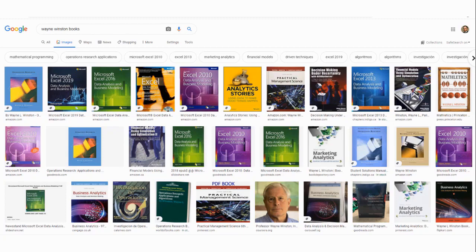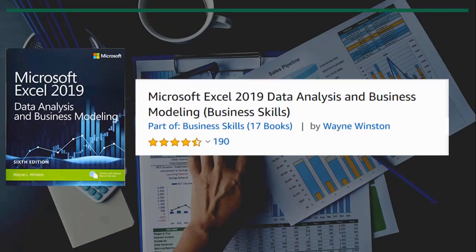So the main book that Dr. Winston has written is his 2019 book. When I say the main book, the most popular book. I mean, all of his books are very popular, but this is his most popular one, as you can see here, based on the reviews. And this is the book that Microsoft has asked Dr. Winston to write. And this is Microsoft's best-selling Excel book on the topic.